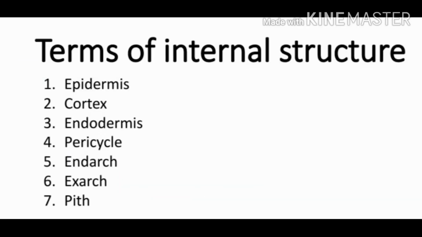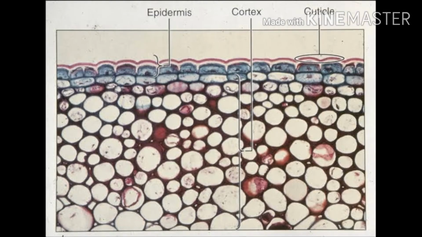Before we get into the internal structure of stem, we need to learn the important terms like epidermis, cortex, endodermis, pericycle, and the types of xylem like endarch and exarch, then pith. So these are the important terms we need to learn before. The first layer is called epidermis, the outer covering layer, which covers and protects the plant's surface. It secretes a waxy substance called cuticle. When the plant matures, epidermis is replaced by a layer called periderm.